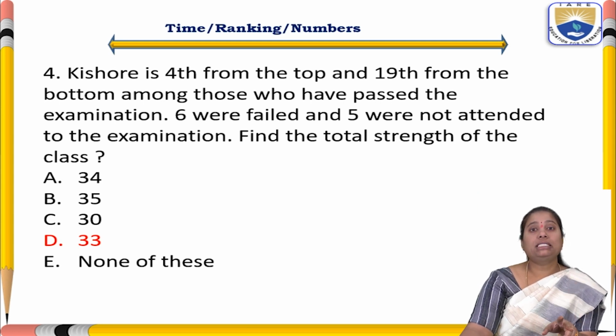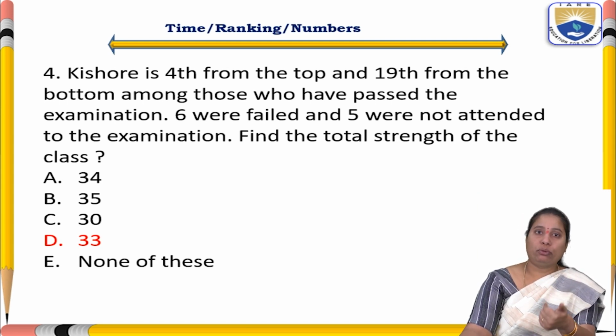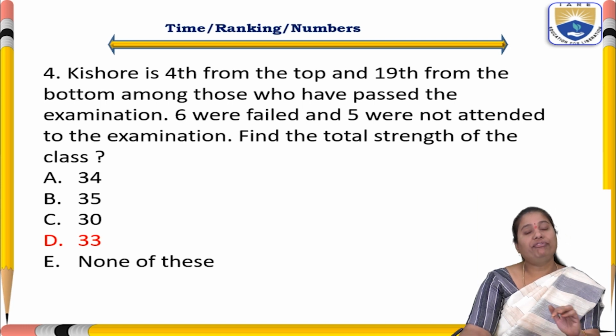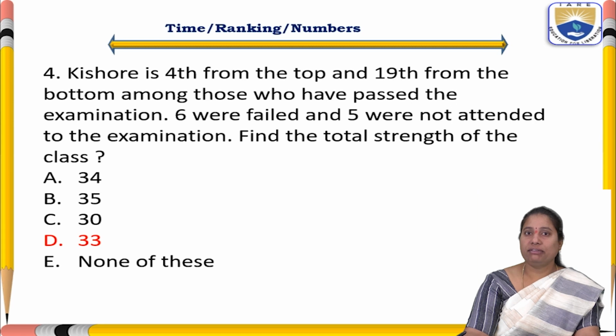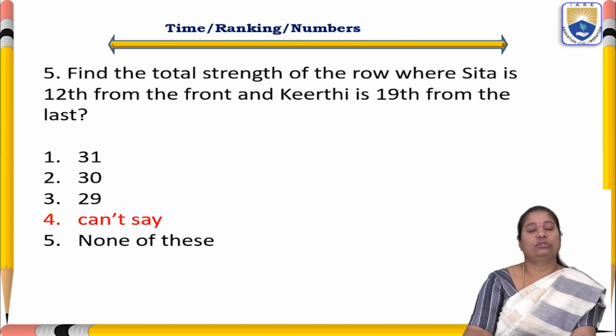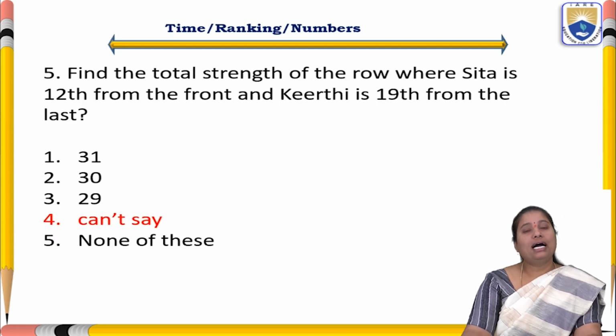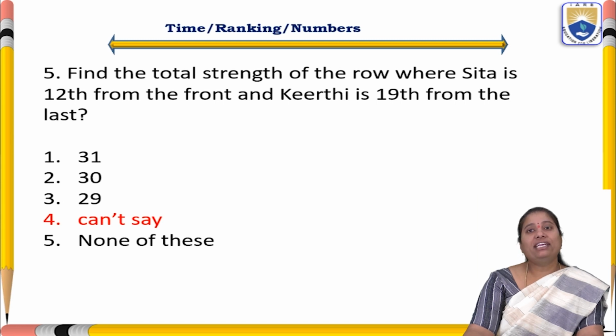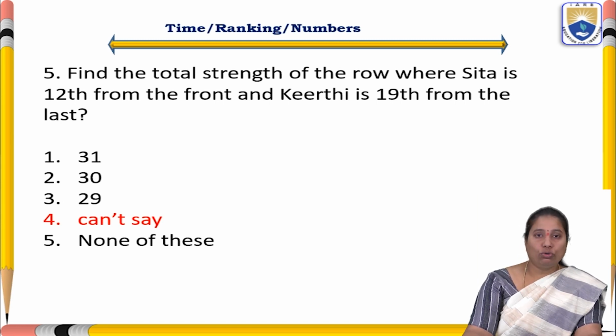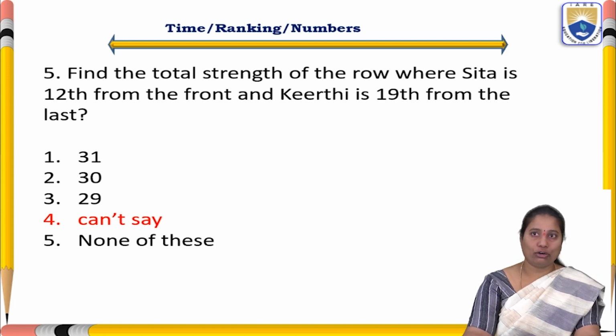But for understanding the problem, it may take more time. So, if we are very thorough with all the practiced problems, then it is easy for us to solve these questions. And if we see this one, find the total strength of the row where Sita is 12th from the front and Kirti is 19th from the last.